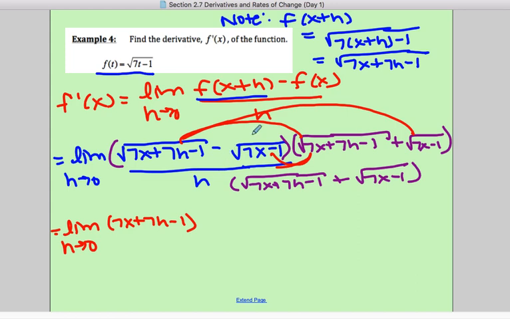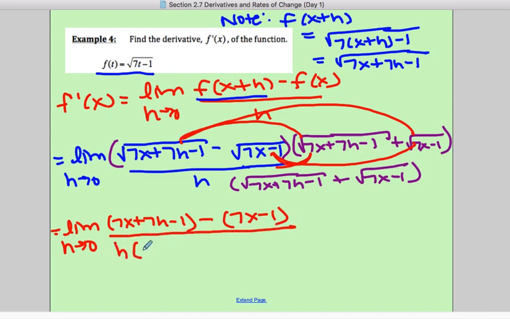Then we're going to take this radical times this one. It's a negative times a positive, so it's going to be a negative. And then the square root of 7x minus 1 times the square root of 7x minus 1, I am just left with 7x minus 1. All over my denominator. Remember, do not FOIL out that piece or multiply it out. You only multiply out the conjugate. So we got 7x plus 7h minus 1 plus square root of 7x minus 1.